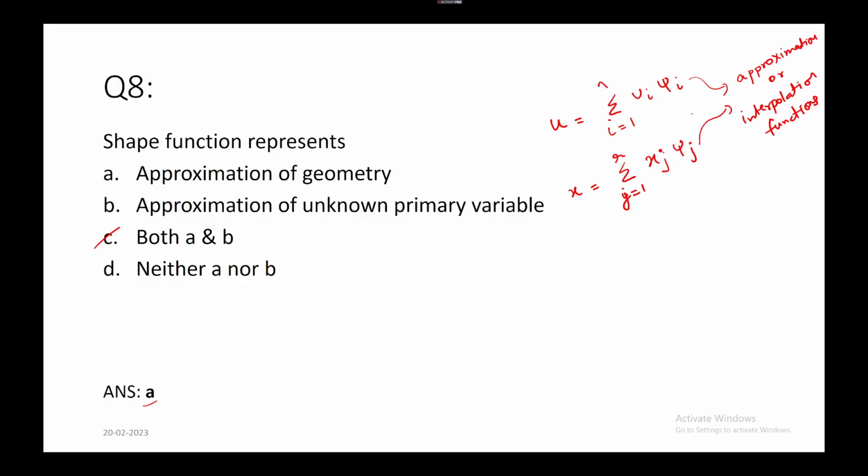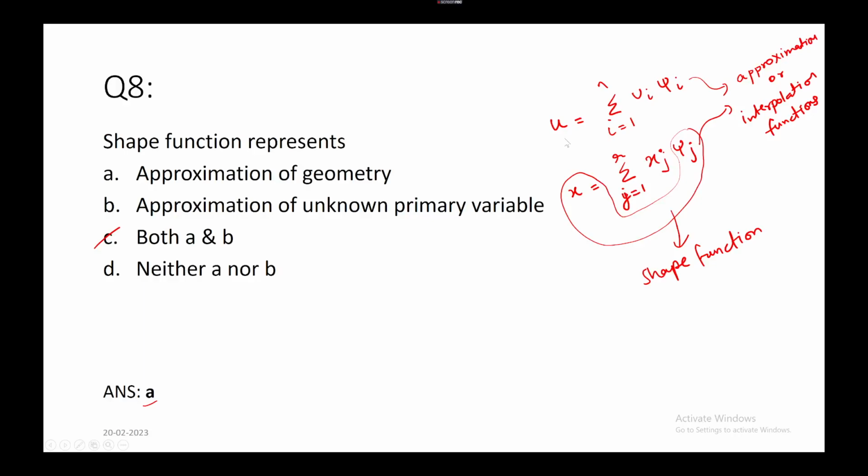In both cases you can call them shape functions, but since x represents the coordinate geometry, we are specially calling these functions associated with x shape functions. But in general, if you refer to other finite element material, they will represent both as shape functions, because a shape function just interpolates. It is used as an alternative to the interpolation function also. Basically it interpolates the primary variable or the solution between the nodal points.